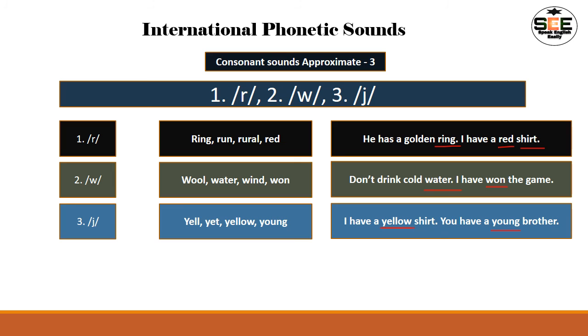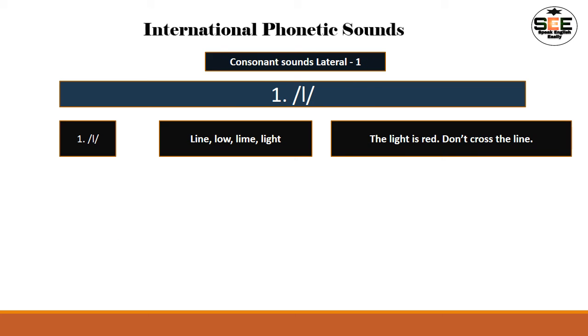Okay. So let's come to the last one. It is International Phonetic Sound, consonant sound. It is the lateral sound, and it is number 1 only. It is symbolized with small l. Okay. So here it is symbolized L and it produces the l sound, l.